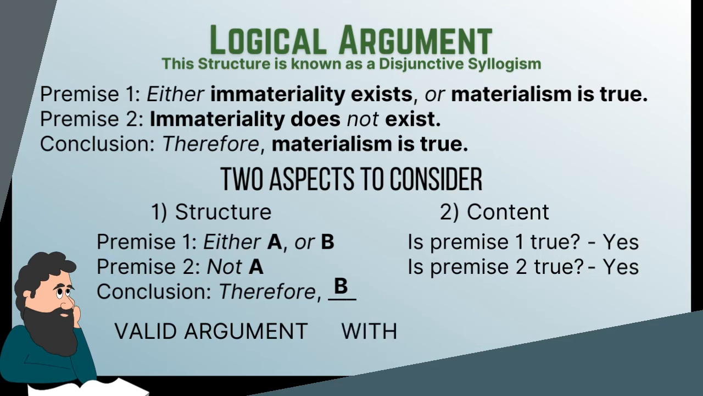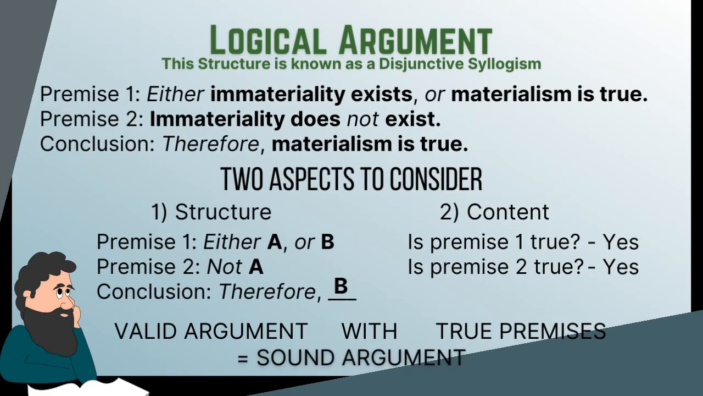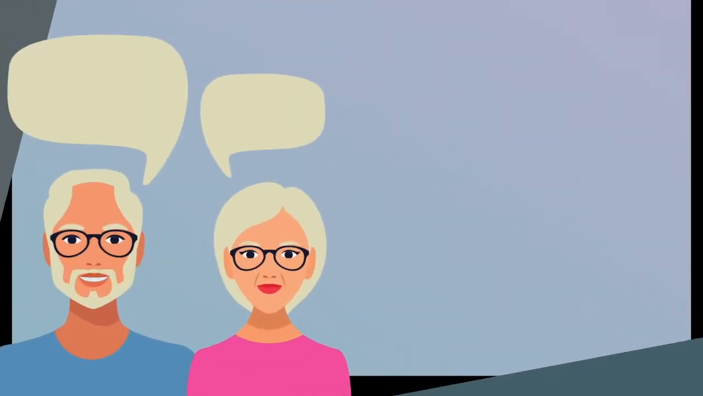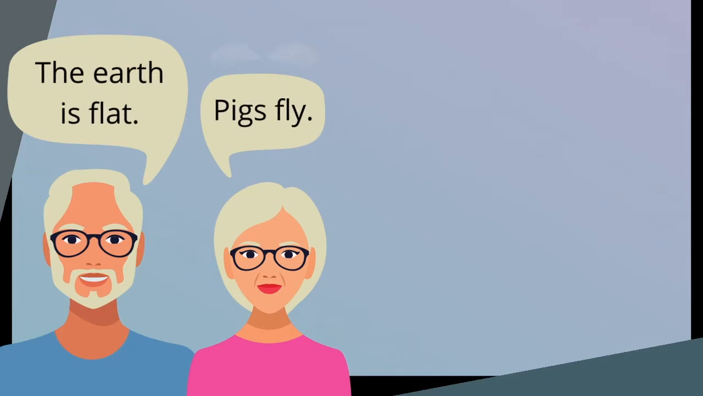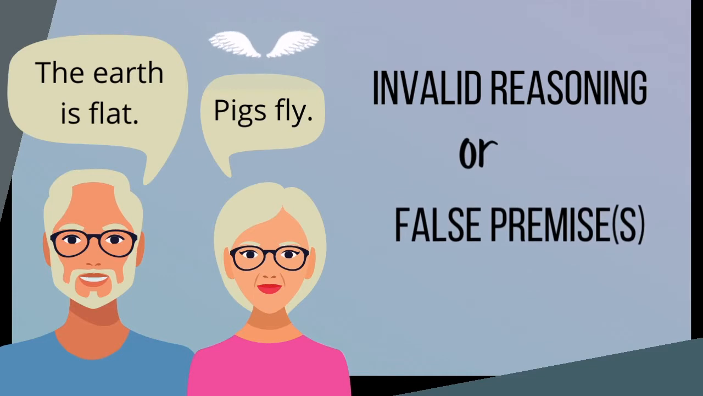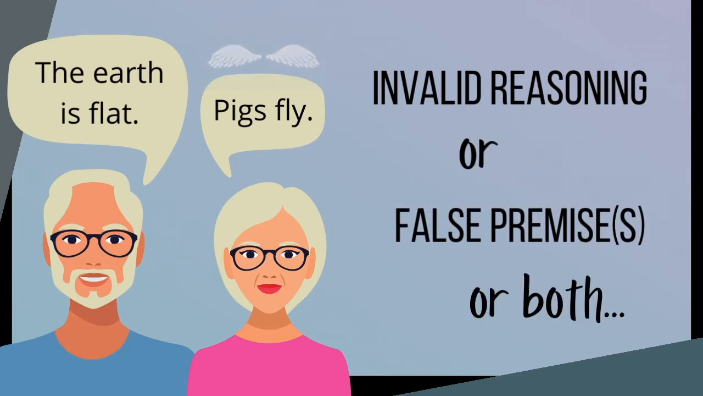When all the premises of a valid argument are true, we call that a sound argument. Since a sound argument has true premises and correct reasoning from those premises to a conclusion, the conclusion is unavoidably true. So, if someone makes a statement that's not true, you can know for certain that somewhere in their reasoning process, they have either used an invalid reasoning structure, or they've used a premise that's not true, or they've done both.